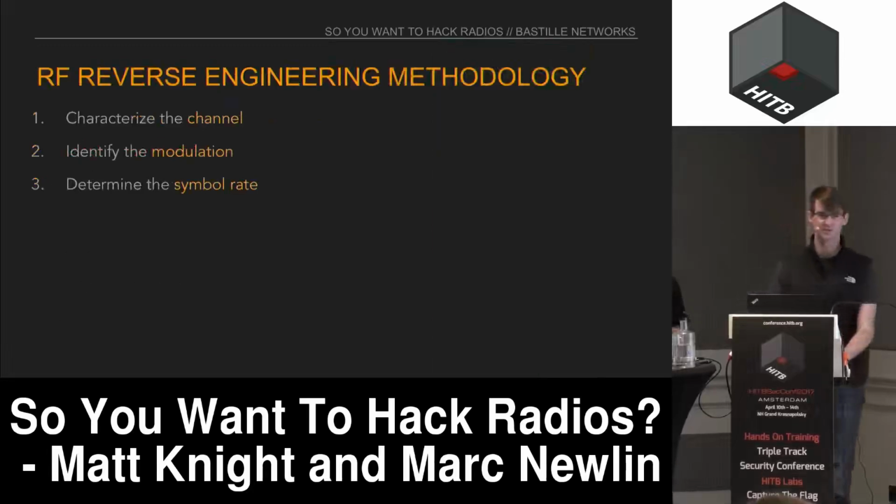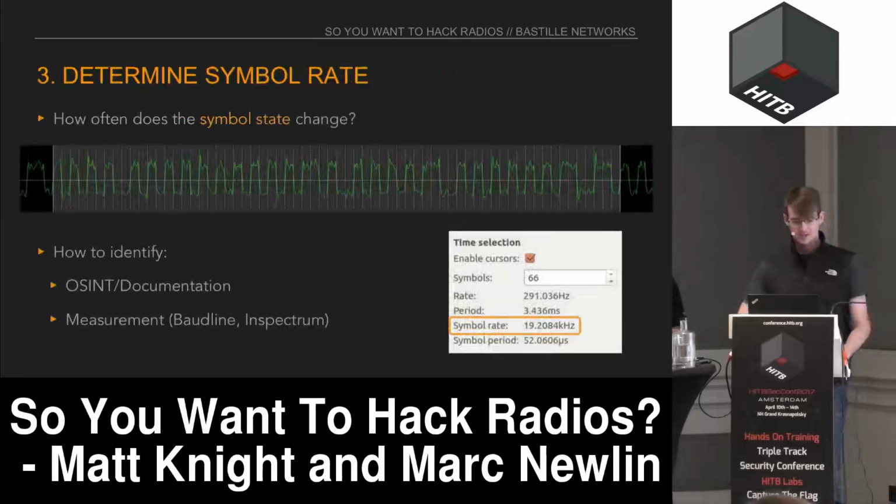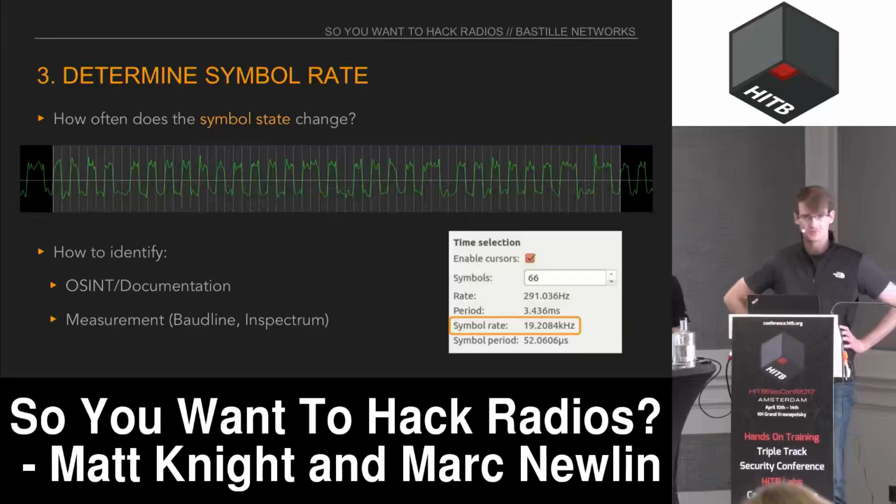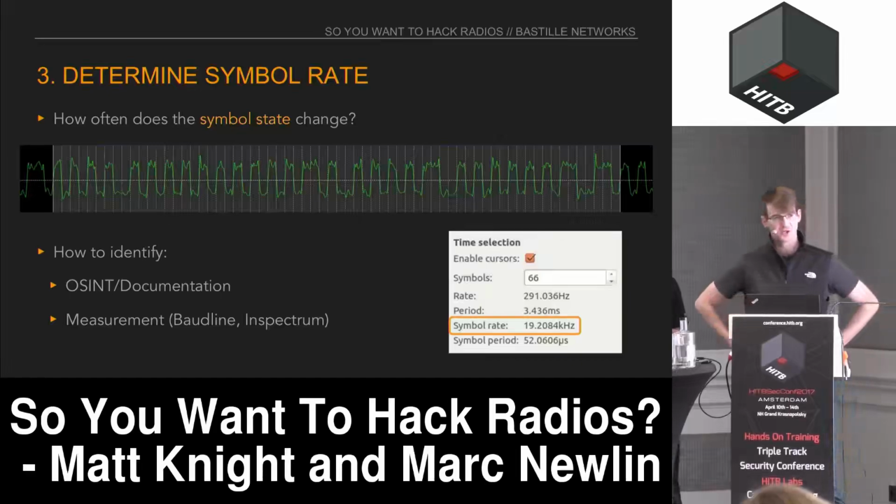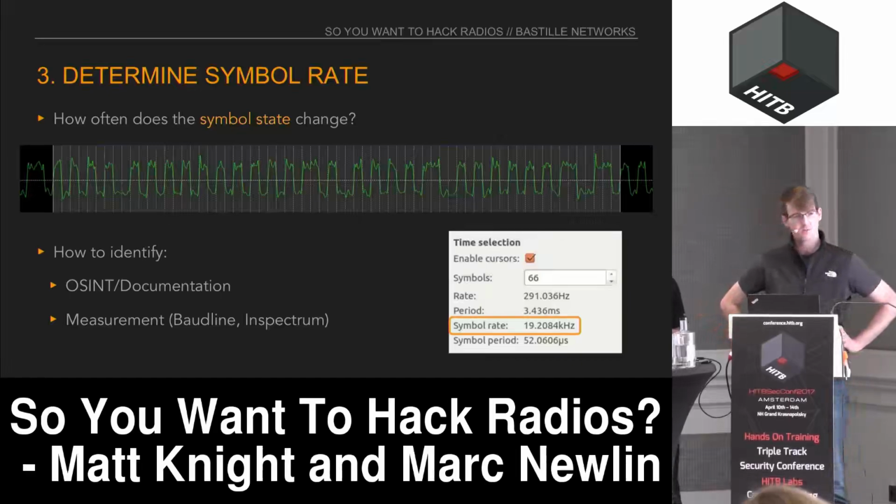Step 3 is to determine the symbol rate. And again, the symbol rate is how often the symbol state changes to represent data in the PHY. We can identify this through open source intelligence and documentation, but for where it's not present, there are a number of open source tools that we can use to measure the symbol rate empirically.